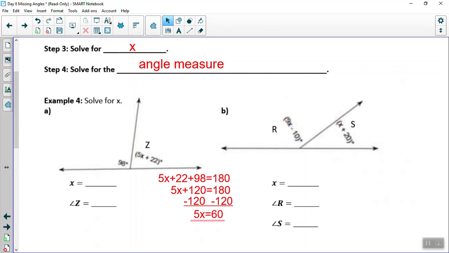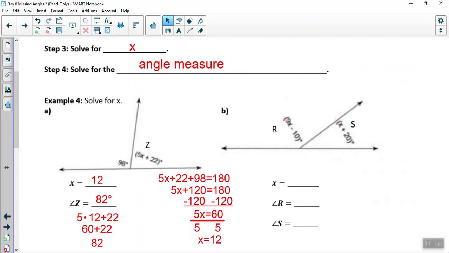Then I can go ahead and divide both sides by 5, and we find that x has a value of 12. So now if I want to figure out what the actual value of angle Z is, I'm going to replace that x there with 12, work this problem out, and we find that the measure of angle Z is 82 degrees. All right, let's try one more just like that.